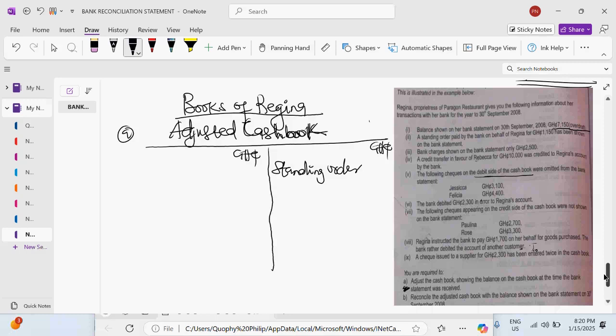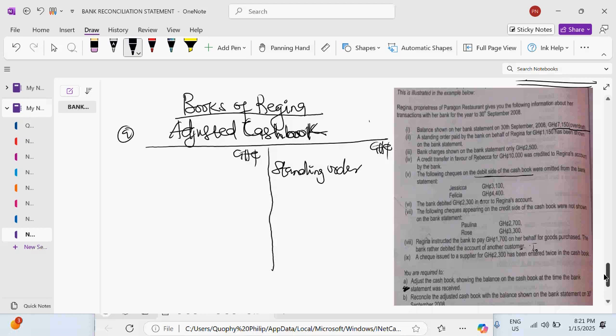They didn't give us any balance brought down. Okay. So they didn't give us any balance. If they didn't give us any balance, then we can proceed. We can proceed, right? All right. So our standing order.